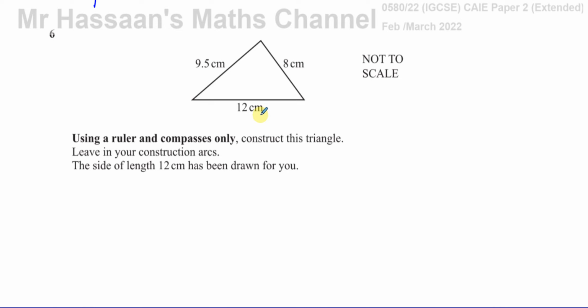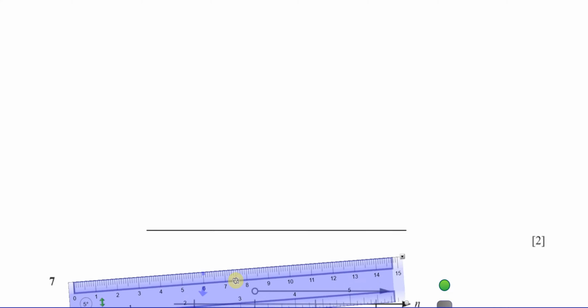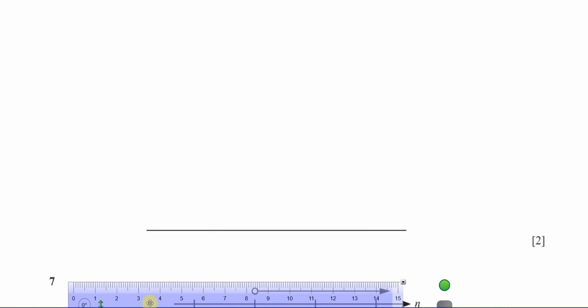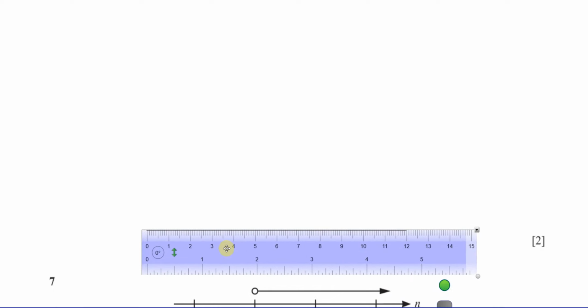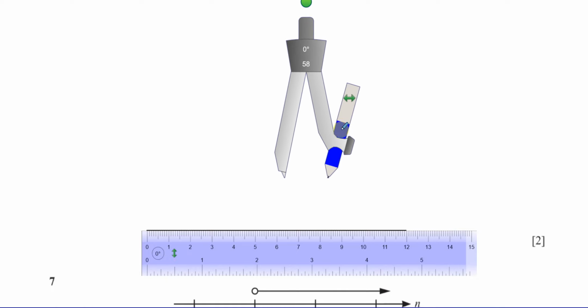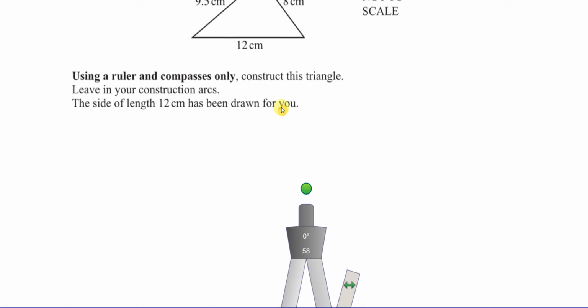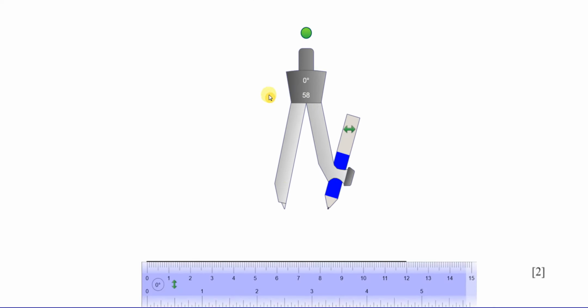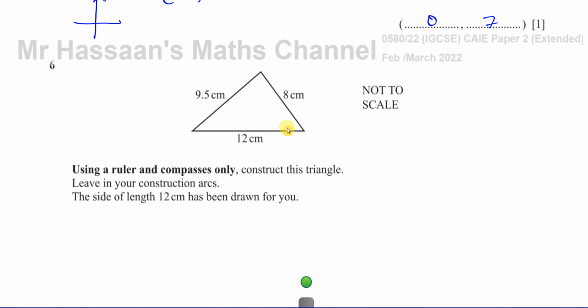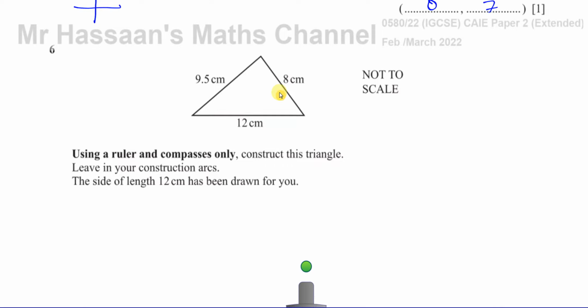The side length of 12 centimeters has been drawn for you. So we have down here a line drawn which in your paper should be 12 centimeters. I've adjusted it so it's 12 centimeters according to this ruler. Now, we need a ruler and compasses. This is a compass. So we need to draw a triangle which has 3 sides: 12 centimeters, which is already drawn, the other side is 9.5 centimeters, and the other side is 8 centimeters.